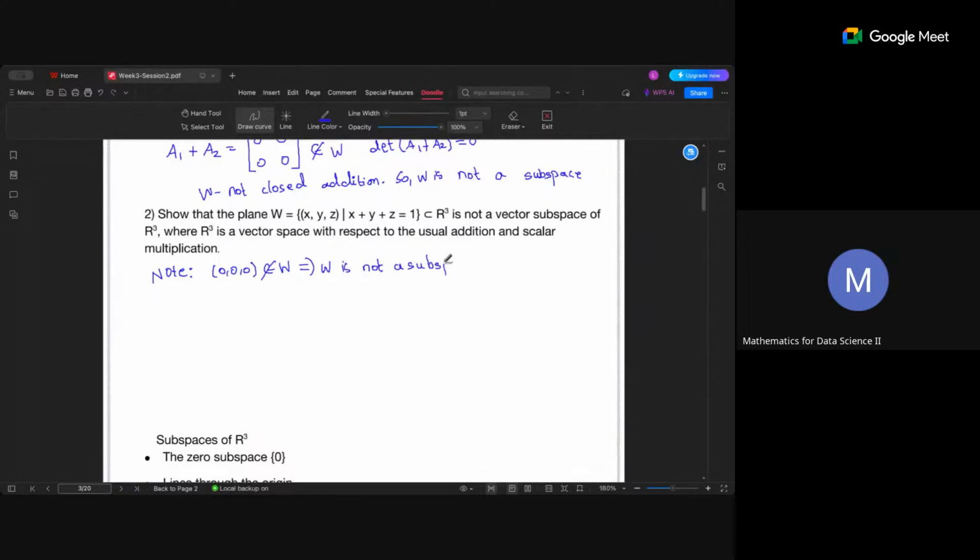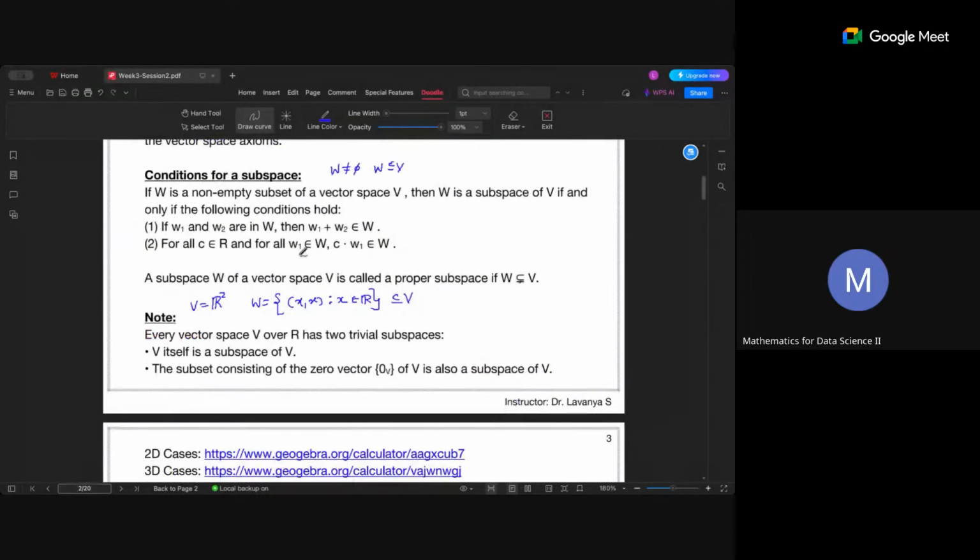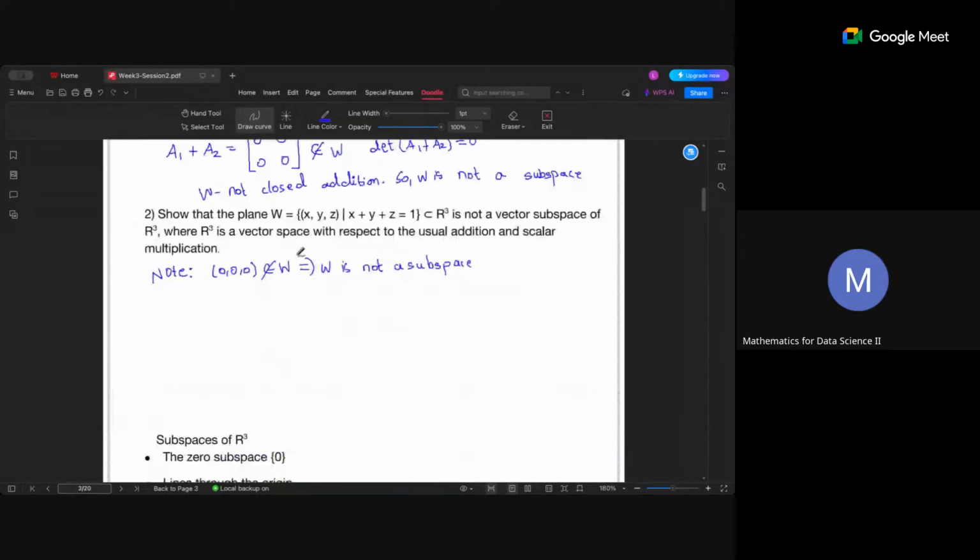So can anyone tell me how this guarantees that W is not a subspace? The non-existence of the 0 vector guarantees that W is not a subspace. What is the logic behind this? So this is the definition. But what is the logic behind it?